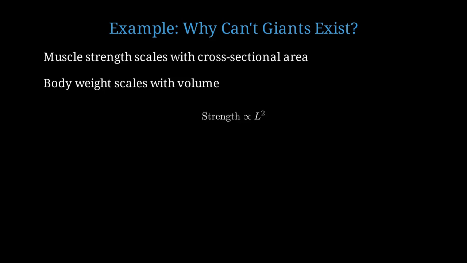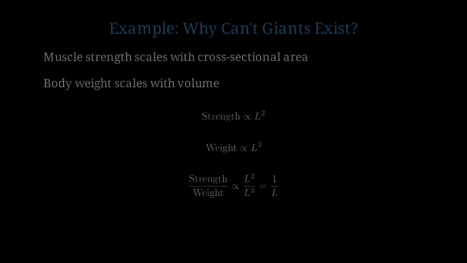Strength is proportional to L squared. Weight is proportional to L cubed. The ratio of strength to weight is proportional to 1 over L. This means larger animals are relatively weaker compared to their weight.